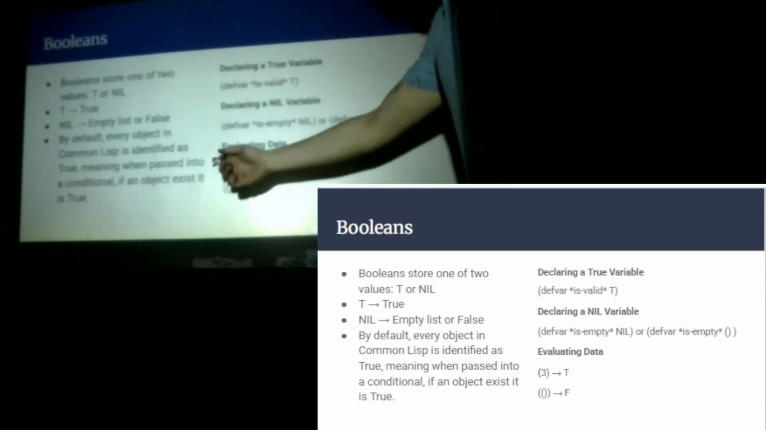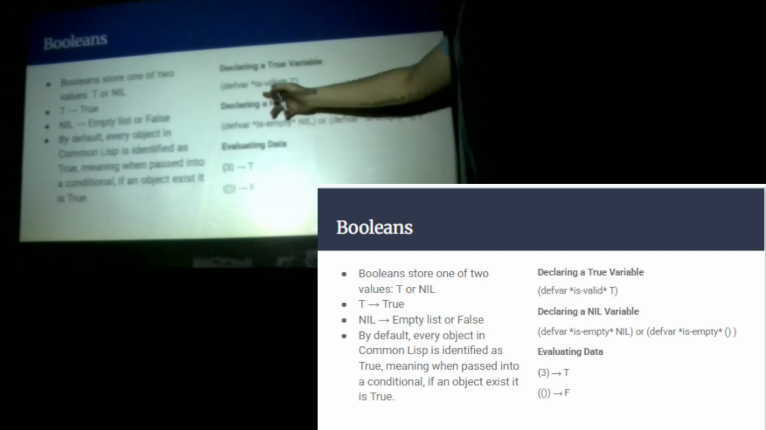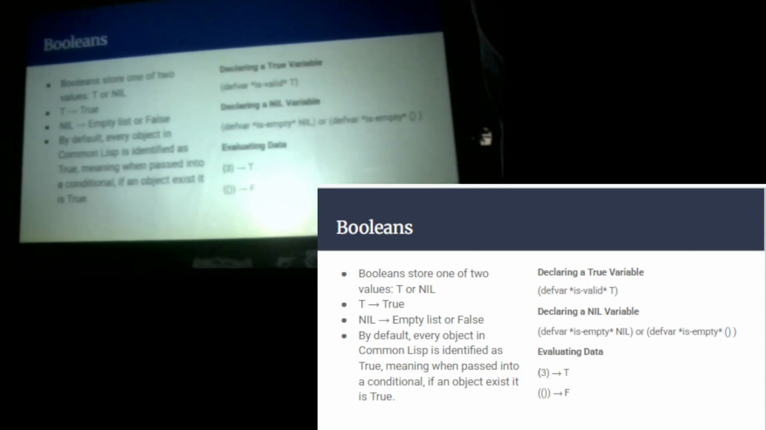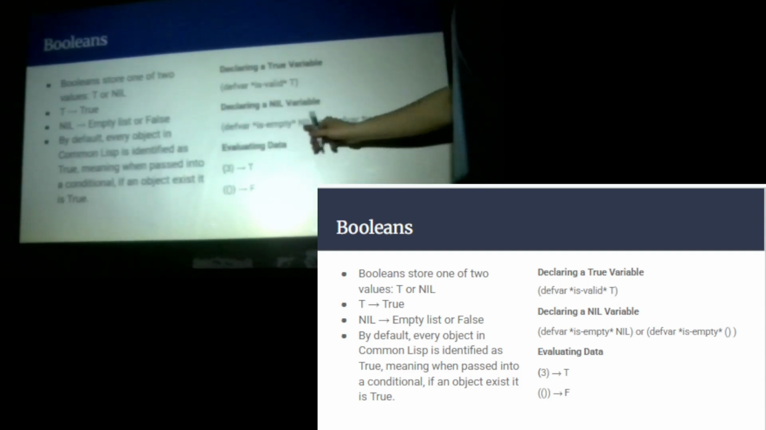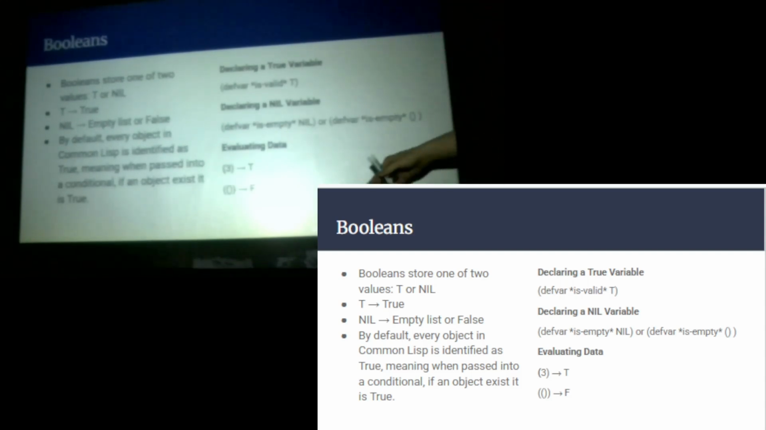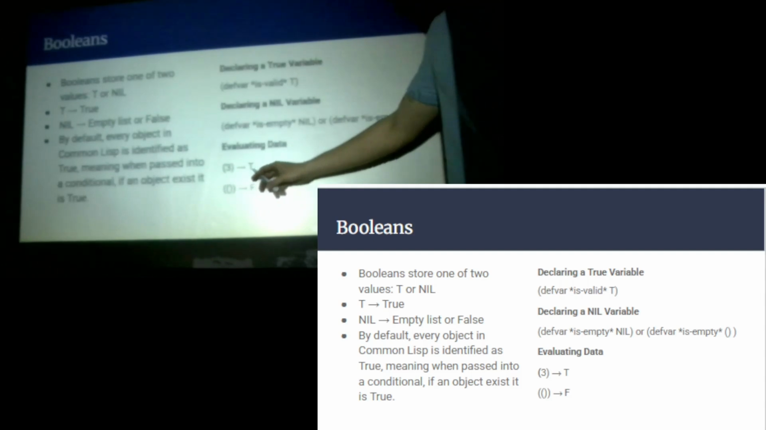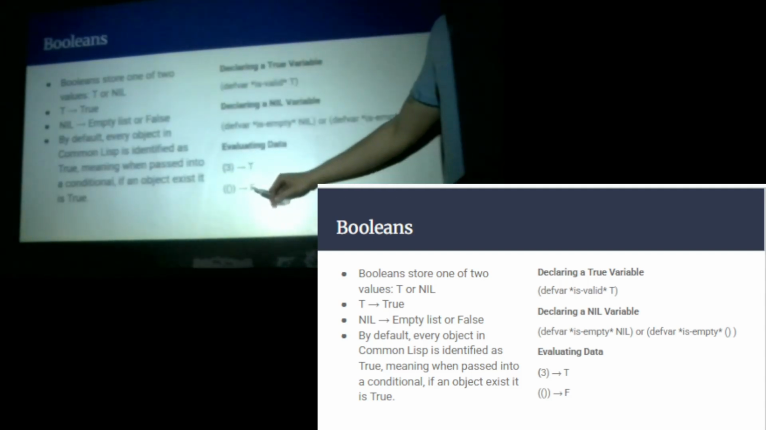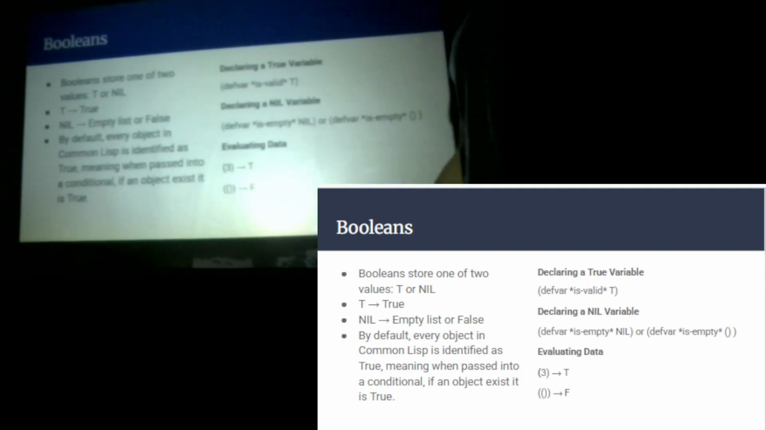defvar, the keyword we saw before. Is valid means it's global. T, which is true in Common Lisp, is a symbol for true. defvar is empty, NIL, or defvar with empty parentheses. Like I said before, this is the same thing as not in list or empty list. And evaluating it, like 3, just the integer 3, is true. Like I said, every object stores true inherently, and an empty list is false.